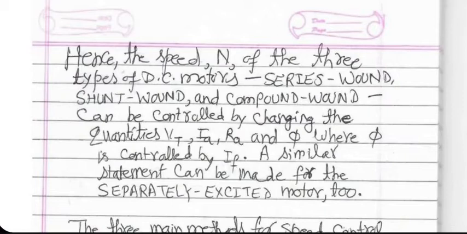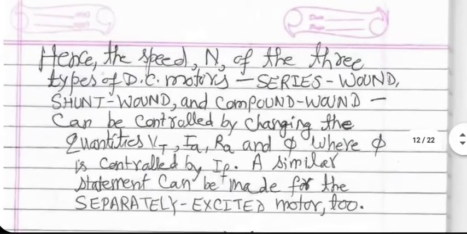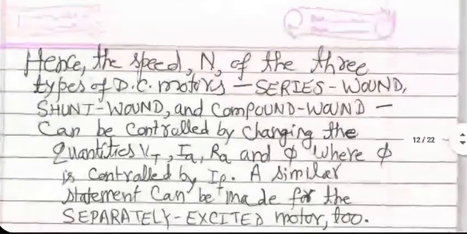Hence, the speed of the three types of DC motors, series wound, shunt wound, and compound wound, can be controlled by changing the quantities VT, IA, RA, and phi, where phi is controlled by IF, of course, we know that. IF determines phi. A similar statement can be made for the separately excited motor also. So this statement is true for all DC motors.